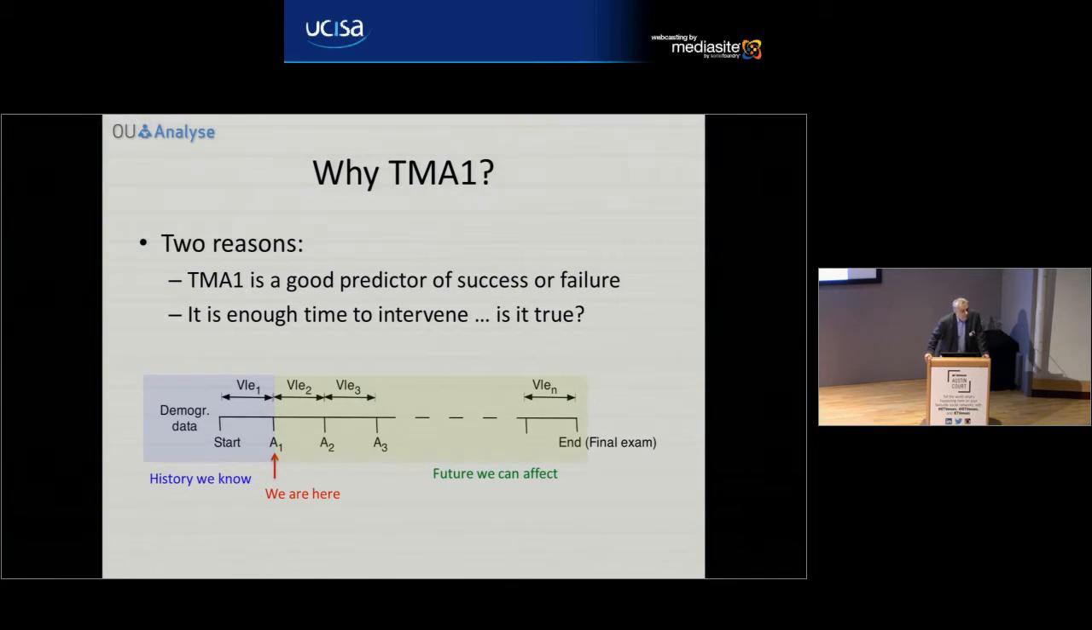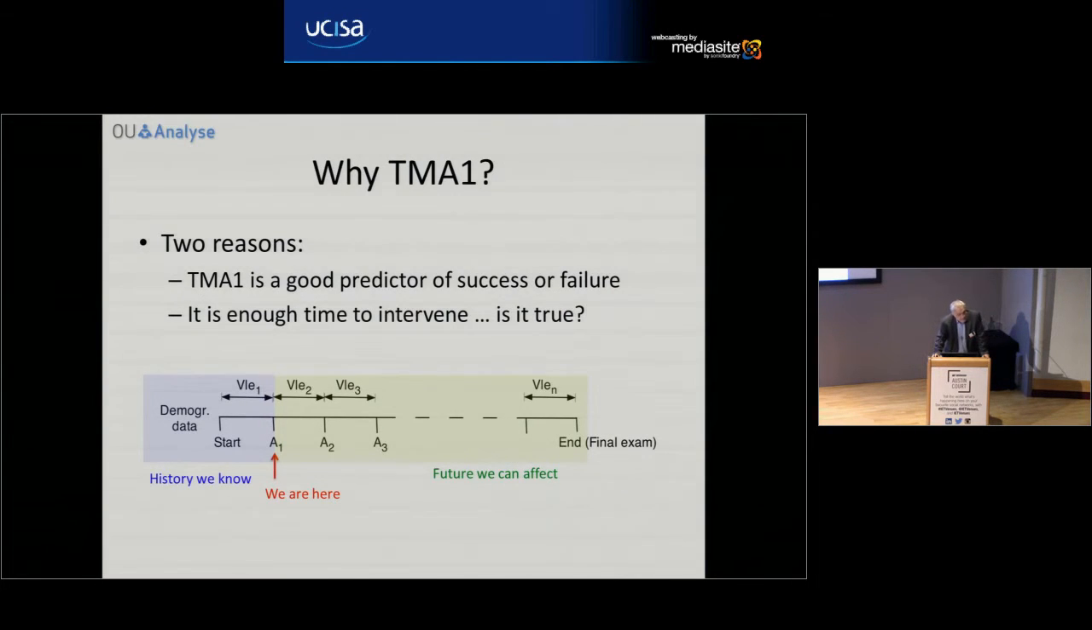Now, why TMA1? Why the first assessment? Well, typically, the main problem are level 1 students. And we would like to know whether the first TMA is a good predictor for the overall success in the course, in the module, and whether there is enough time to intervene, because obviously we have still second, third, etc., typically 6 assessments, A1 up to A6. So at that moment, we are at the level of A1. We know the history, and we have some future to change it.